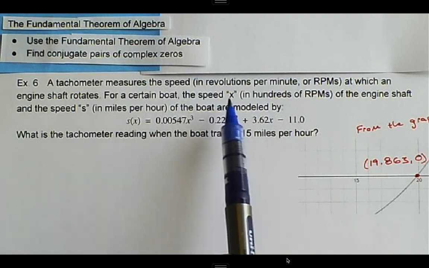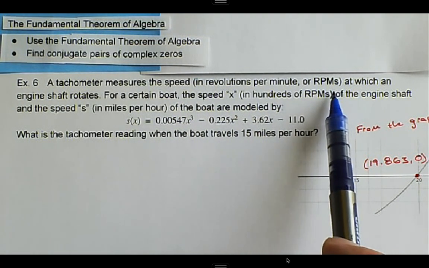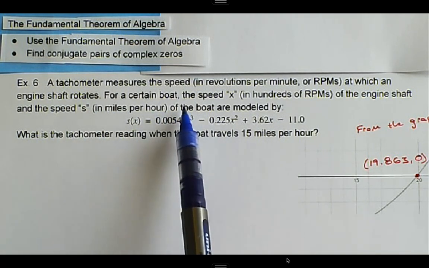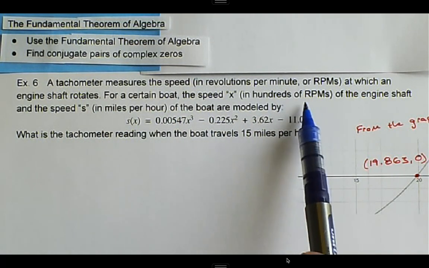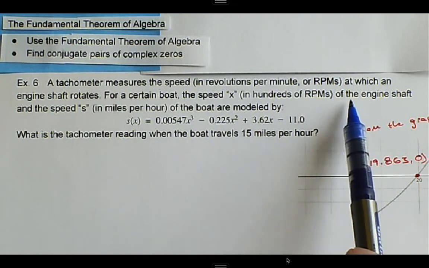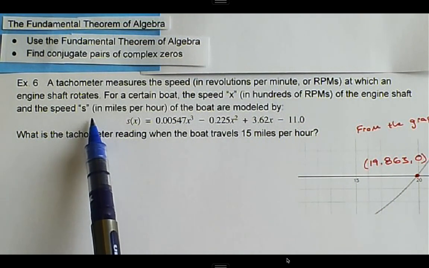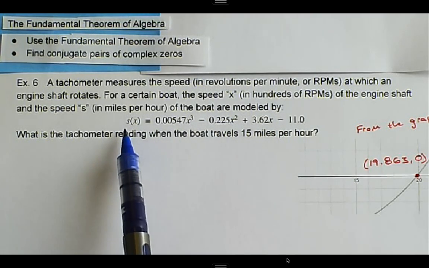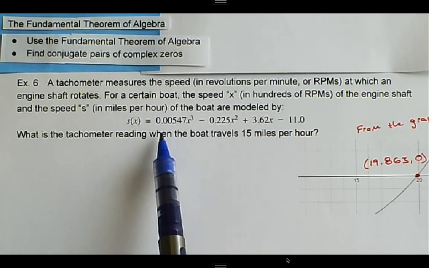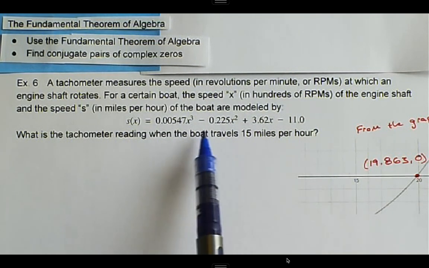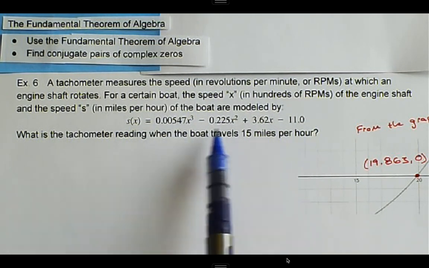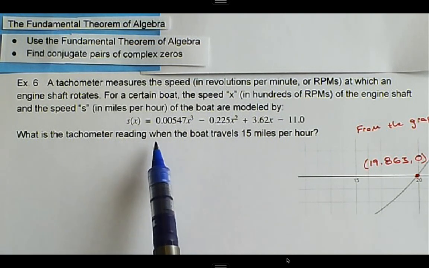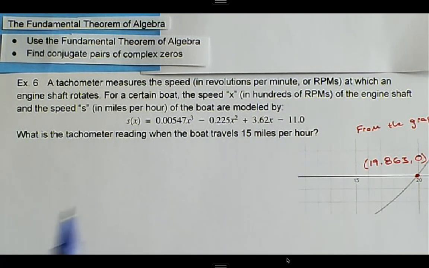A tachometer measures the speed in revolutions per minute, or RPM, at which an engine shaft rotates. For a certain boat, the speed x in hundreds of RPMs of the engine shaft and the speed s in miles per hour of the boat are modeled by that equation. So we want to find what is the tachometer reading when the boat travels 15 miles per hour.